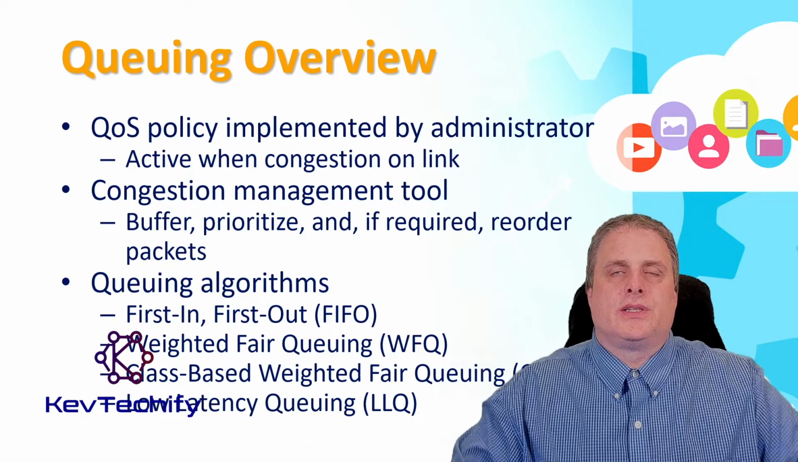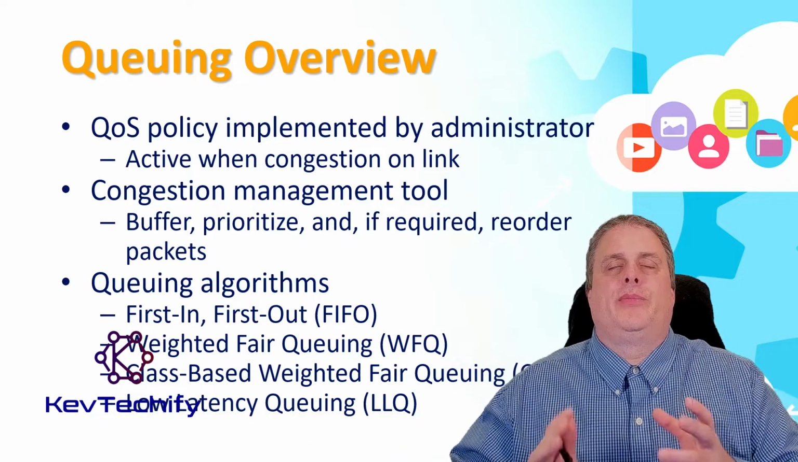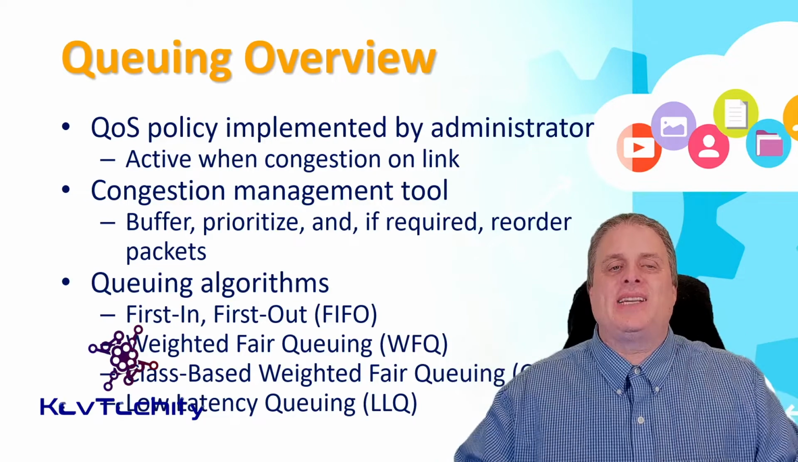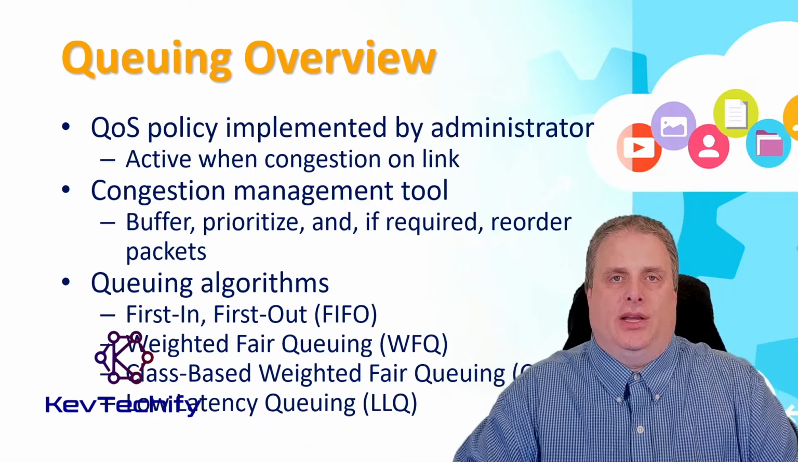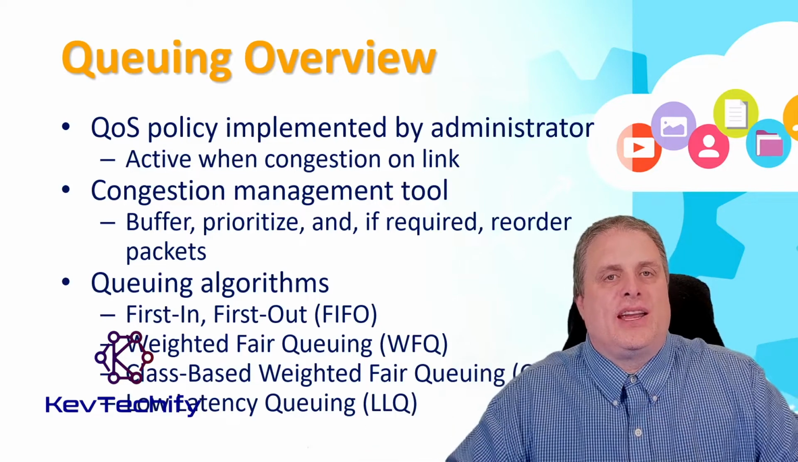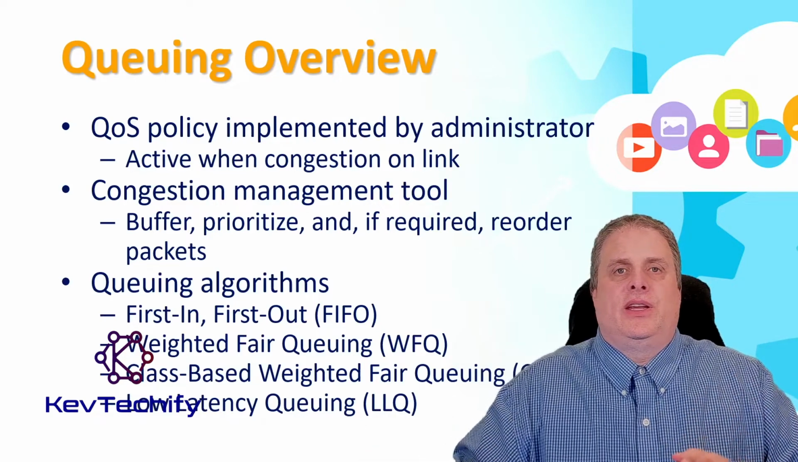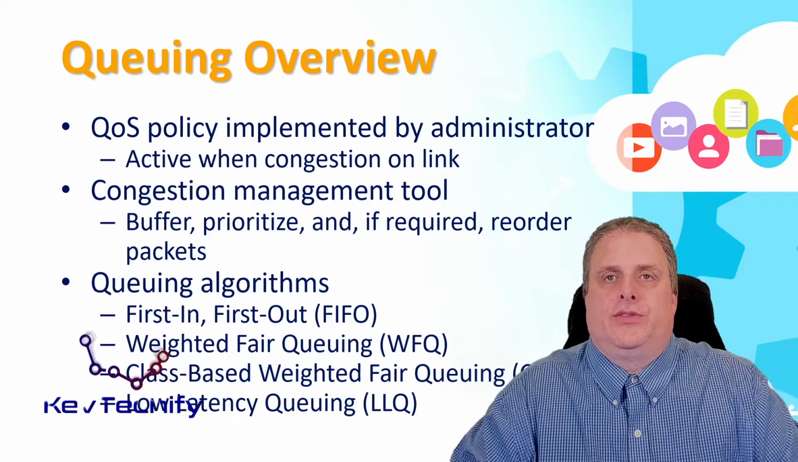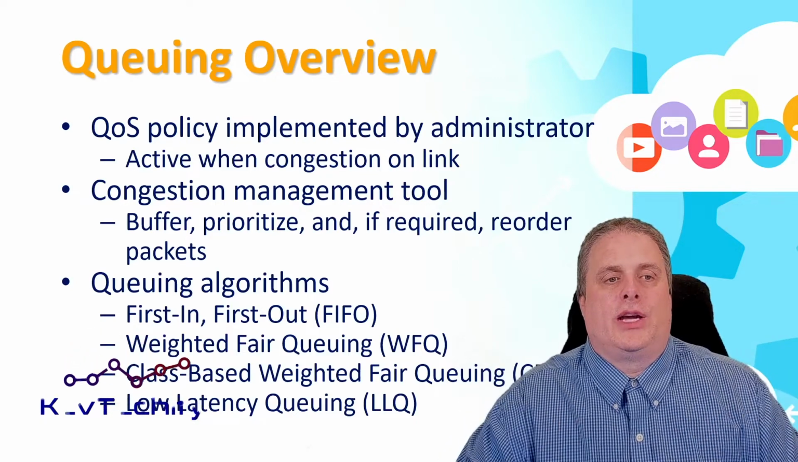Quality of service is a policy that's implemented by you, the network administrator. It becomes active when there's congestion on a link. Ethernet to your switches, your WAN link to your ISP, maybe it's the connection between two of your buildings. When there's congestion, quality of service will step in and help prioritize your traffic.